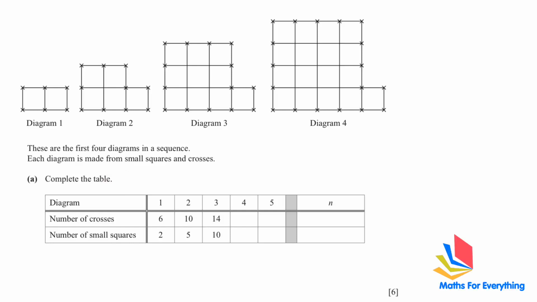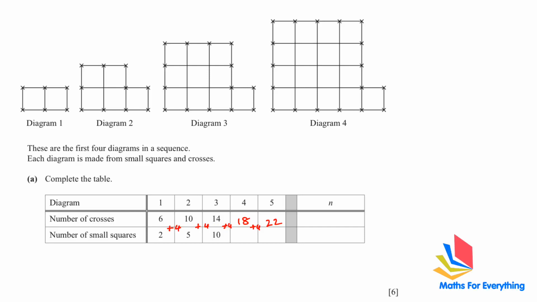A. Complete the diagram. So in diagram 1, there are 6 crosses, diagram 2, 10, diagram 3, 14. What do you notice? How many numbers are you adding every time? 4. 10 plus 4, 14. 14 plus 4, 18. 18 plus 4, 22. So that was easy. And now we have to find the nth term.